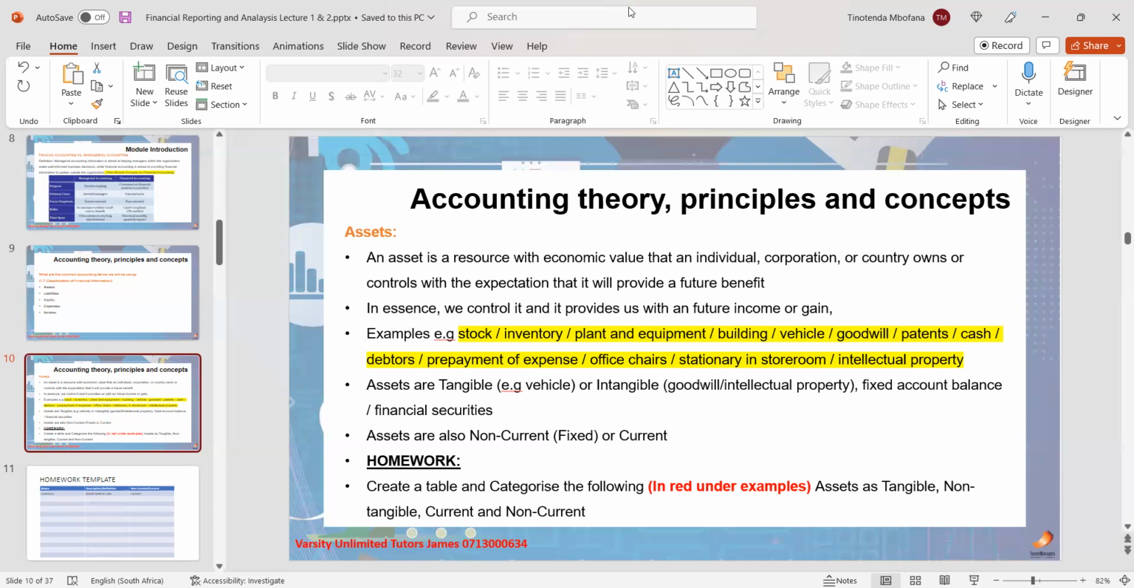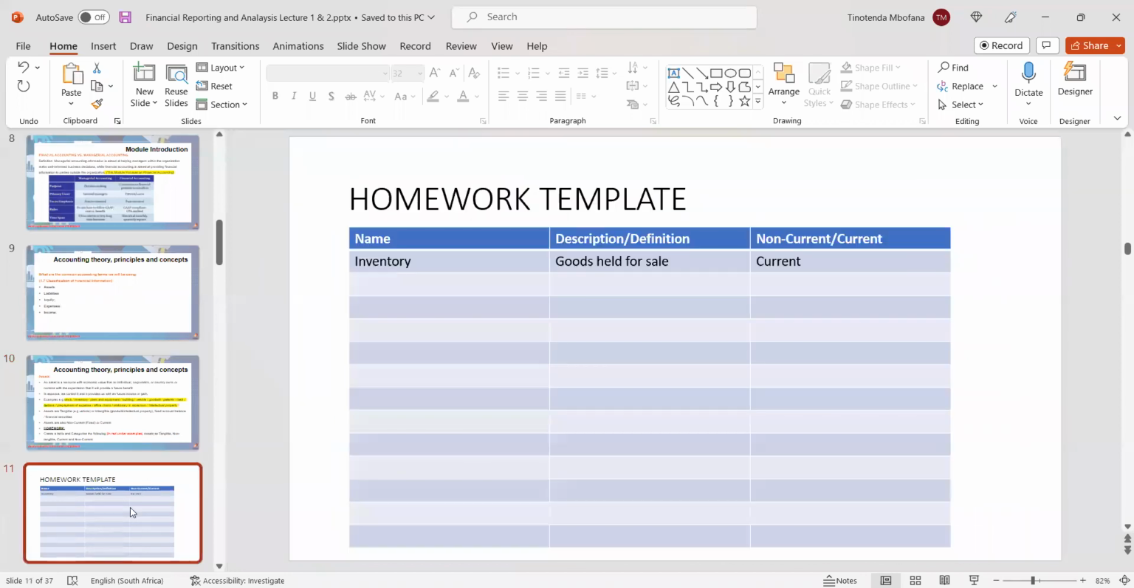Now, I'm going to send you these slides after the lesson. I would encourage you to go through all these different assets and try to differentiate whether each asset is a current asset or a non-current asset, and also try to understand whether you actually understand what it means. If you don't understand, in our next class I can explain it to you, right? So you can see an example here, inventory. I'm highlighting it's goods held for sale, and this is a current asset.